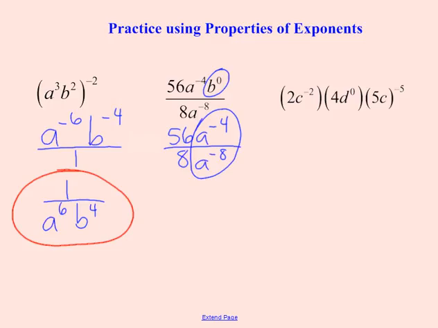And the quotient rule tells me to subtract the exponents. So in this case, negative 4 minus negative 8, this becomes negative 4 plus 8, which ends up equaling positive 4. So what I end up with is 56a to the 4th over 8. Now, 56 divided by 8, that can be simplified also. 56 divided by 8 is 7. So my final simplified answer here is 7a to the 4th.